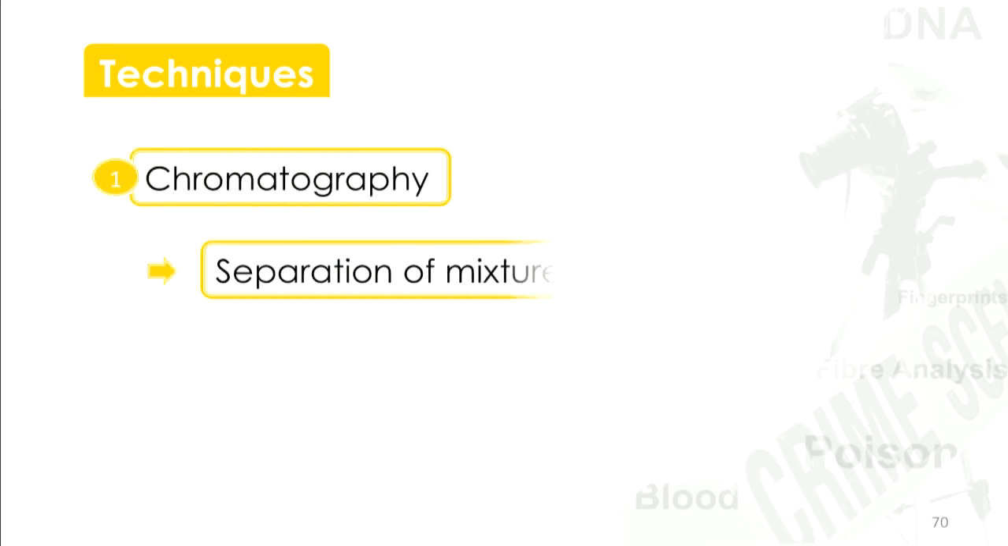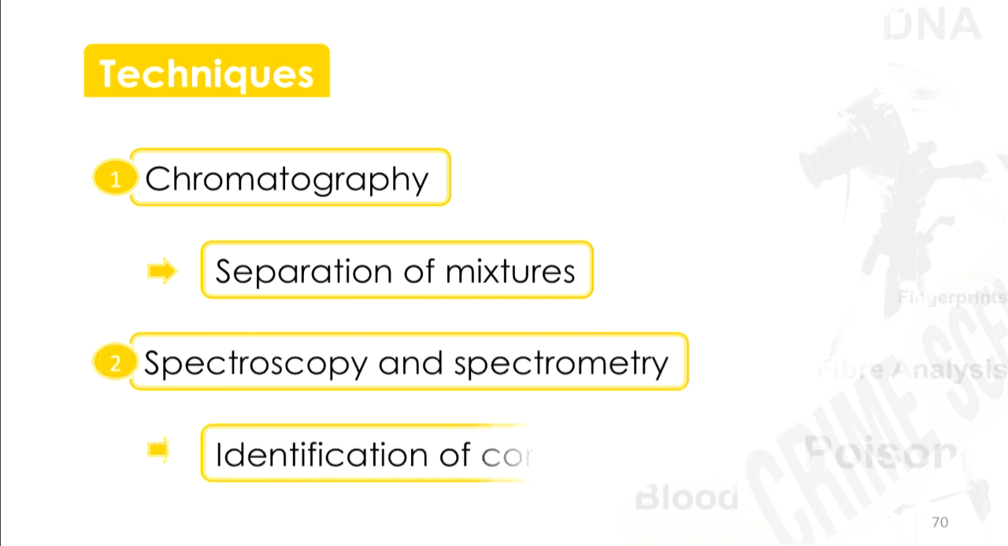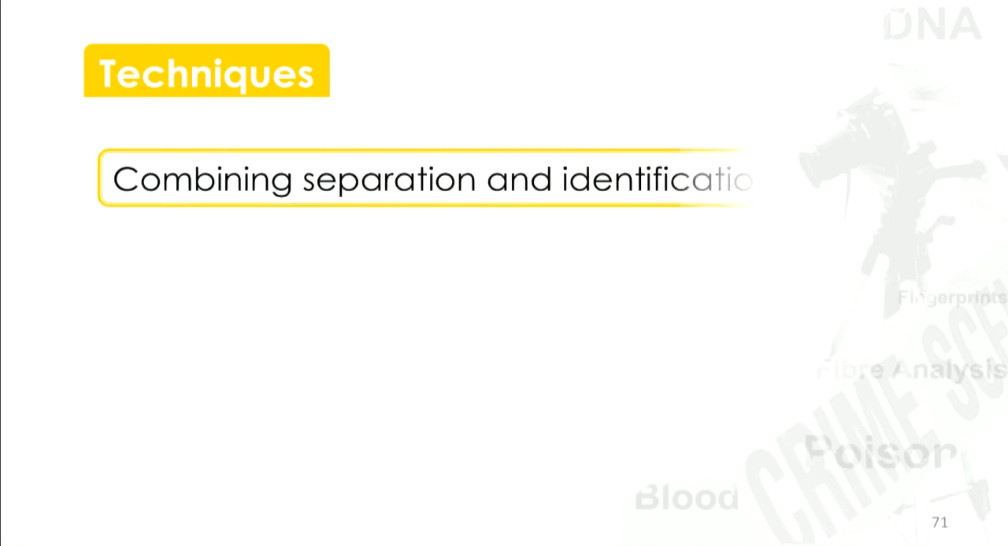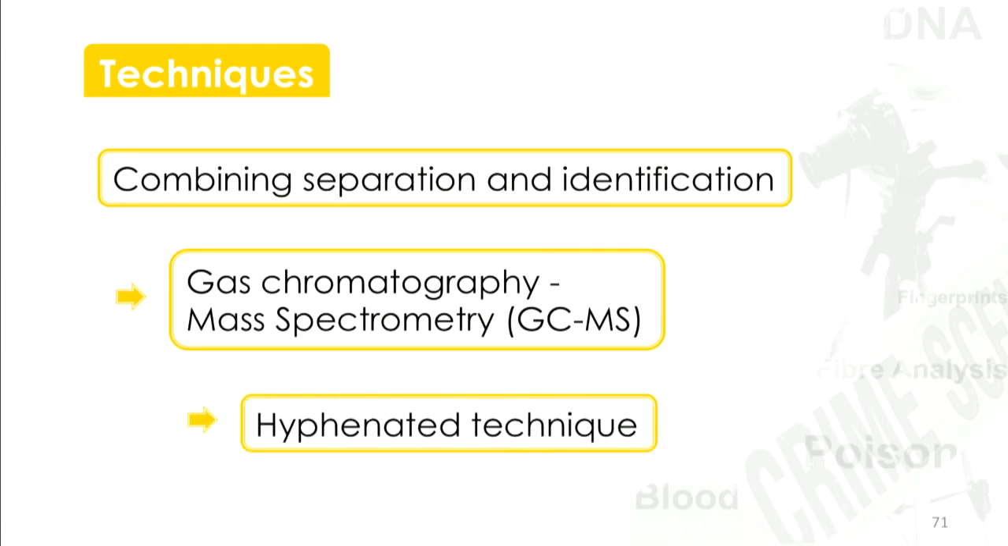So we have chromatographic techniques which will separate our mixture into its component parts. And we have spectroscopic and spectrometry techniques which will identify those components. We can combine separation and identification into a single instrument. And the instrument that is most widely used for this in forensic science is the GCMS, gas chromatography mass spectrometry. This is sometimes referred to as a hyphenated technique because it's GC-MS.